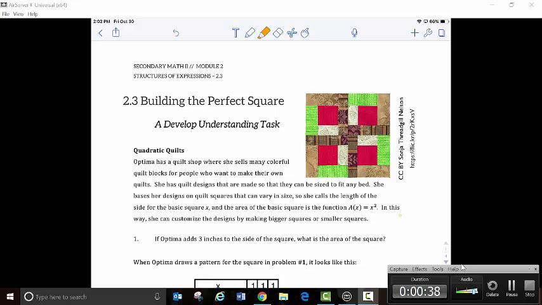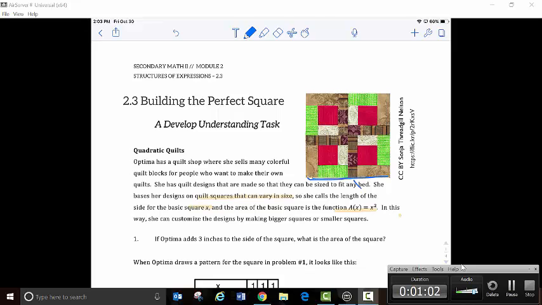Optima has a quilt shop where she sells many colorful quilt blocks for people who want to make their own quilts. She has quilt designs that are made so that they can be sized to fit any bed. She bases her designs on quilt squares that vary in size. So she calls the length for the basic side X, and the area for the basic side is X squared. In this way, she can customize the designs by making bigger squares or smaller squares, which we talked about before.